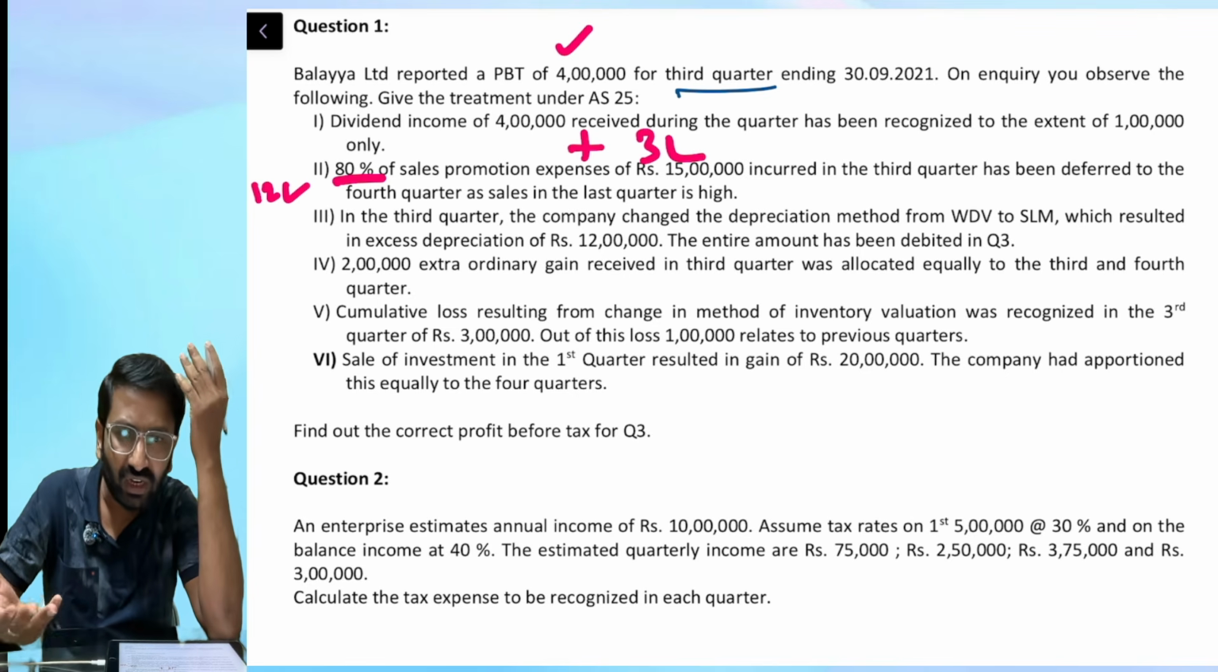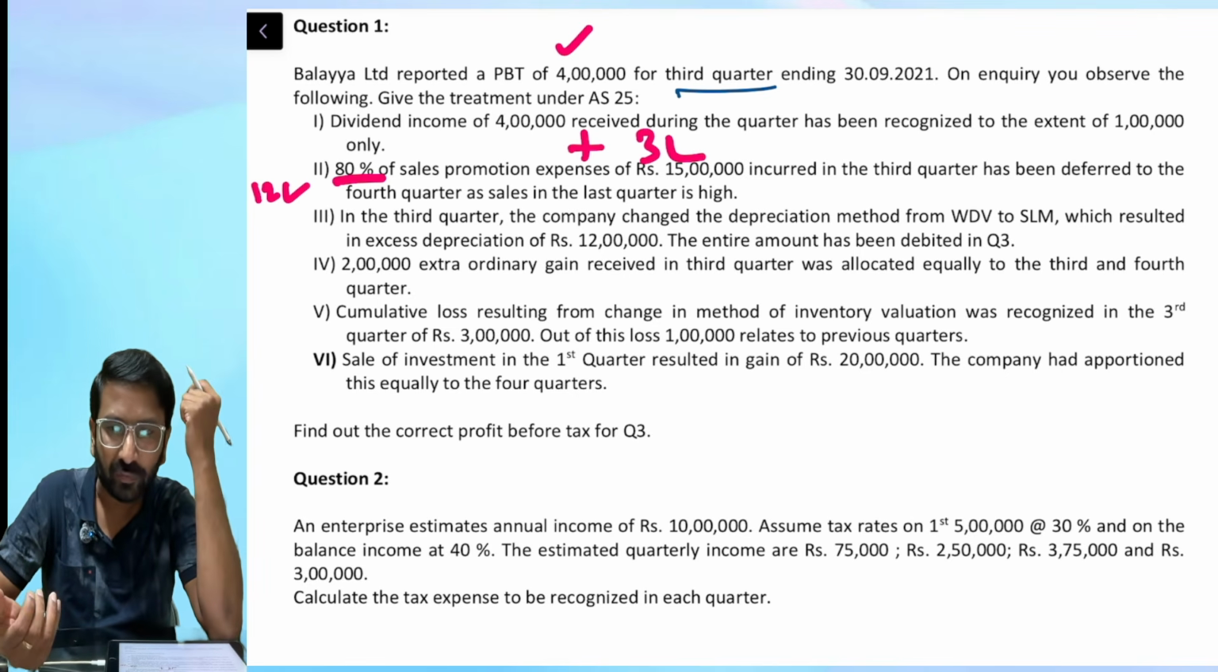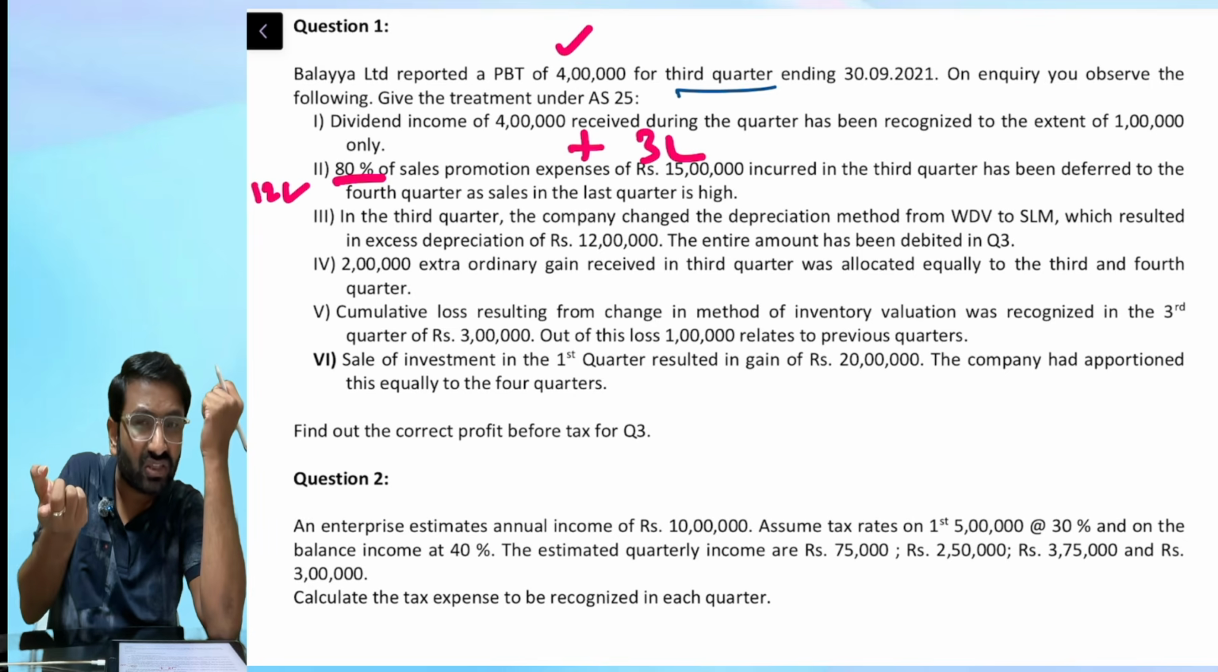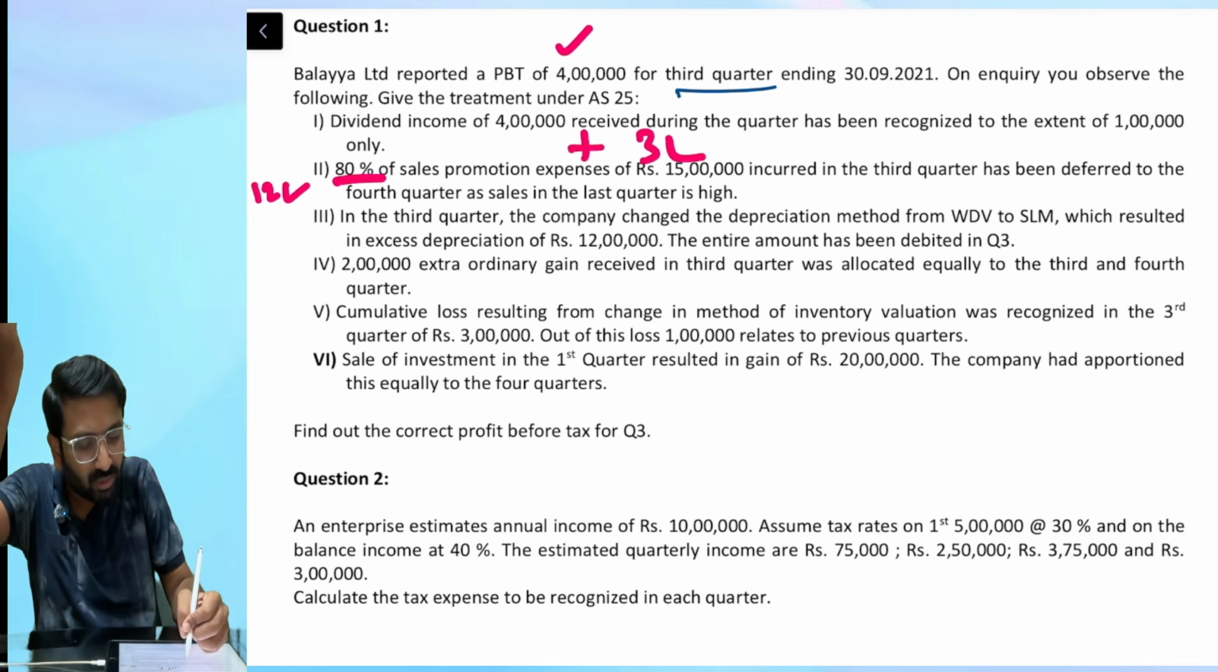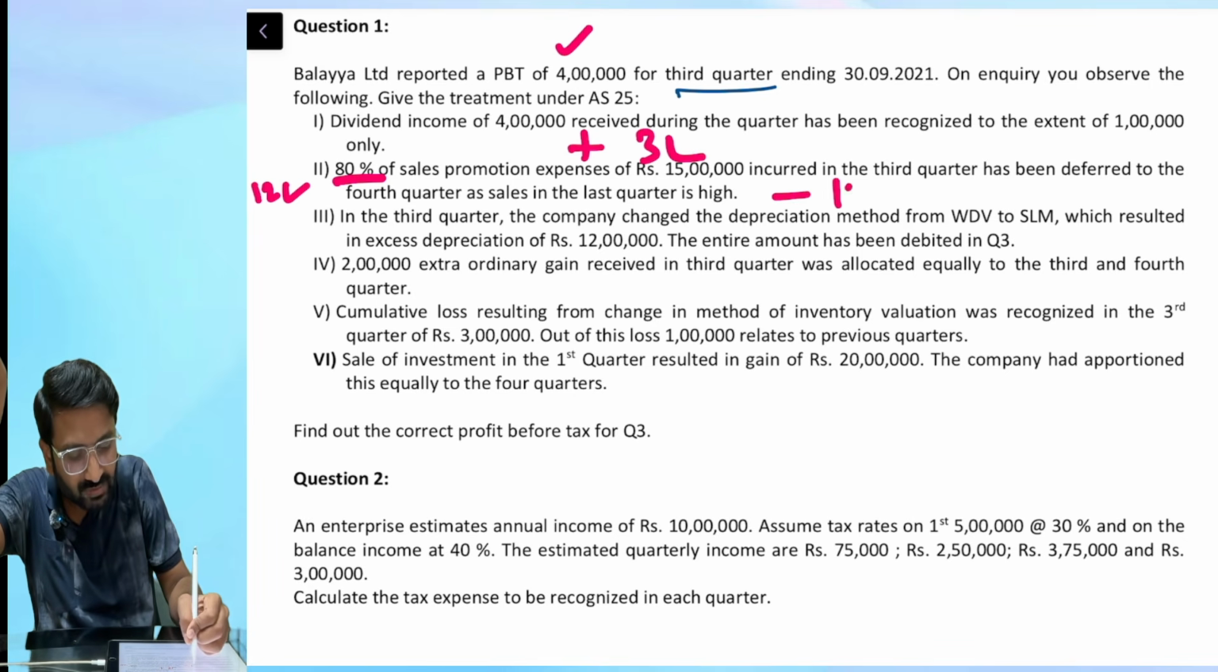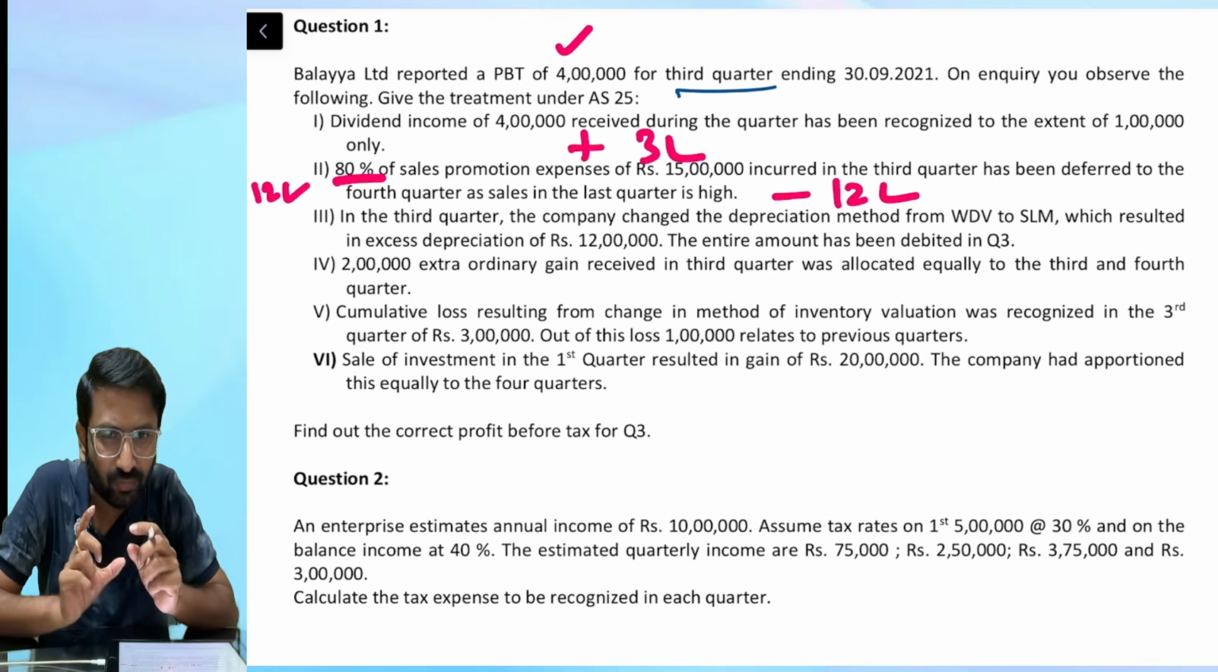So, instead of booking 15 lakh, you are booking only 3 lakh rupees expenditure. Because of that, the profit has gone up. So, what should I do now? To find out the correct profit, I will minus 12 lakh. I hope all of you are getting that.